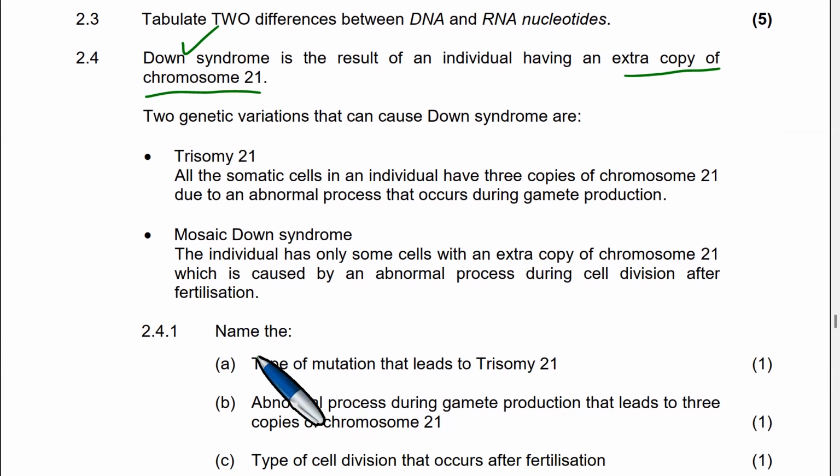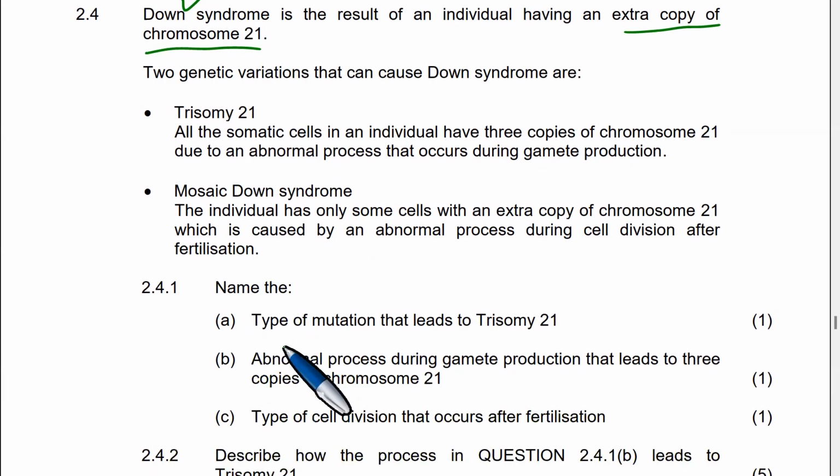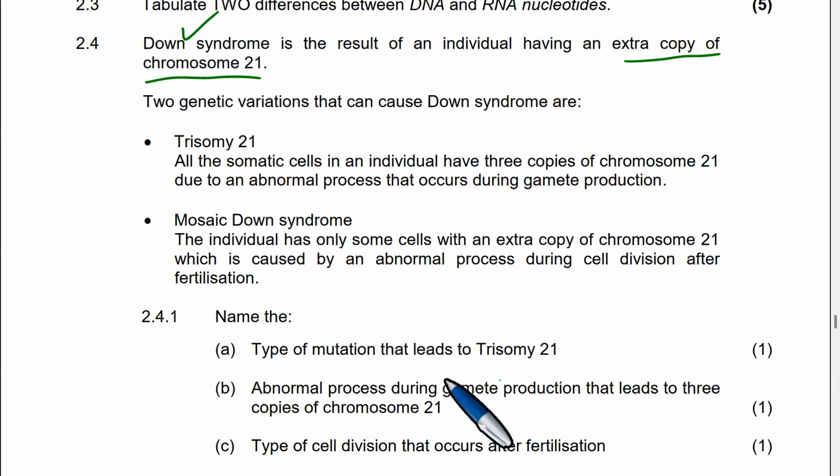Now, name the type of mutation that leads to trisomy 21. What mutation leads to trisomy 21 in those people that have Down syndrome? Is it the chromosomal mutation?